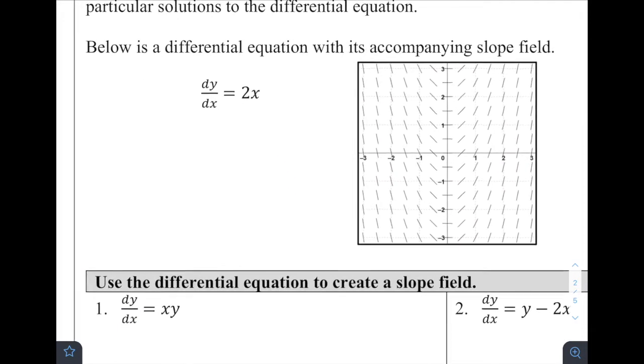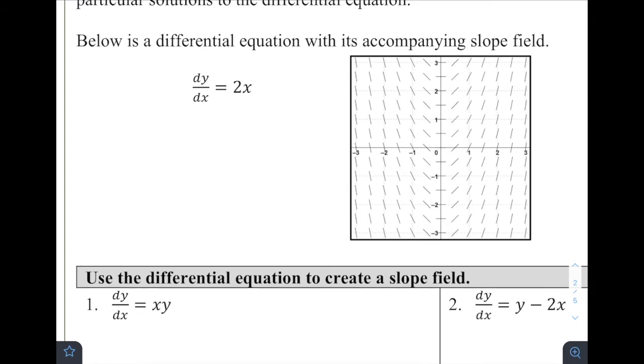What this is showing us is that various coordinates on this graph, it's telling us what the slope of our y function is. Now, we don't know what the y function is. We can find it, and in fact, we're going to find it here in a little bit. But this is telling us what the slope specifically is.